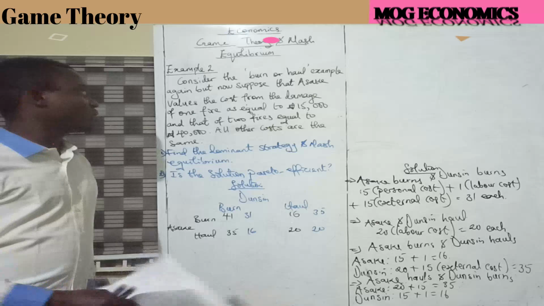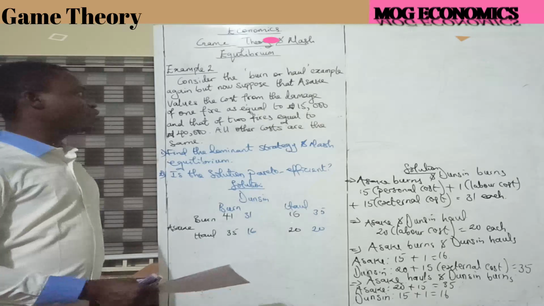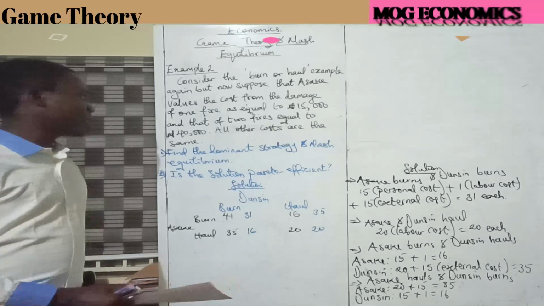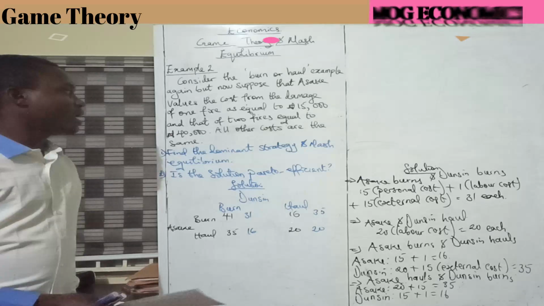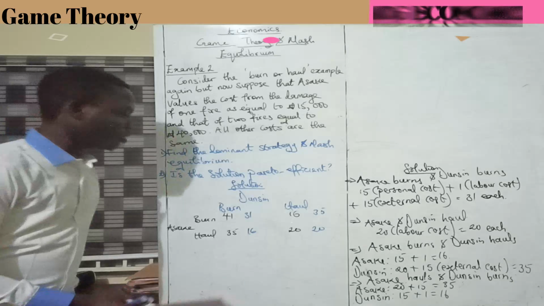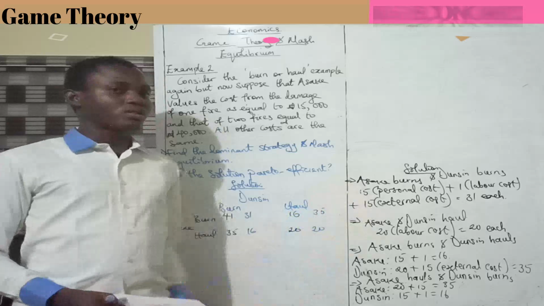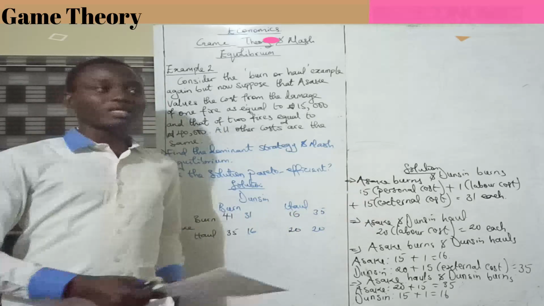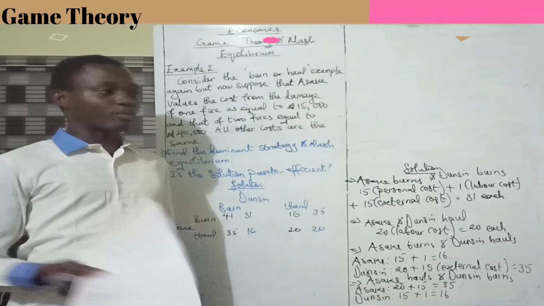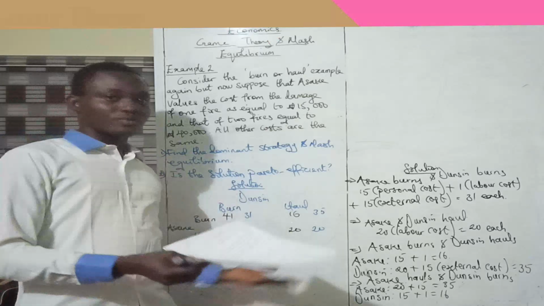So, like I said, it's the same example. Consider the burn or haul example again. But now suppose that Ashake values the cost from the damage of one fire as equal to 15,000 and that of two fires as equal to 40,000. All other costs are the same. So if Ashake is the only one burning, the cost he incurs is 15, plus the labor cost, which gives us 16 in total.